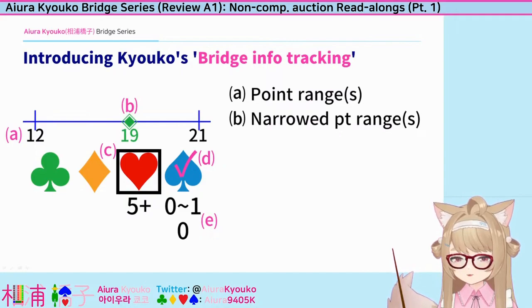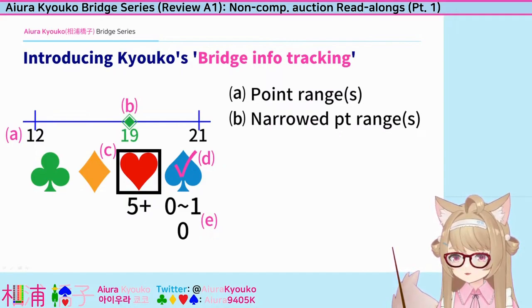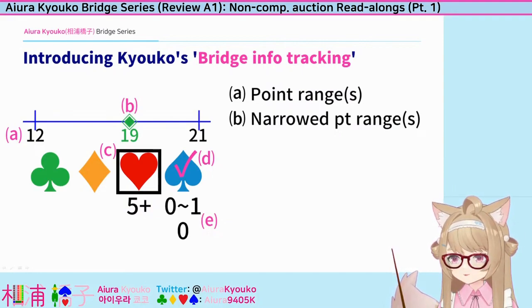And B, the middle of both ranges, are, in the example, narrowed point ranges. Right now, this shows a maximum opening range from 19 through 21, or it could be 12 through 19, depending on context.